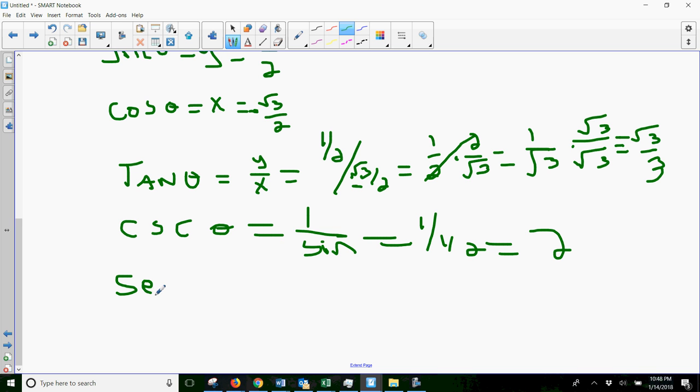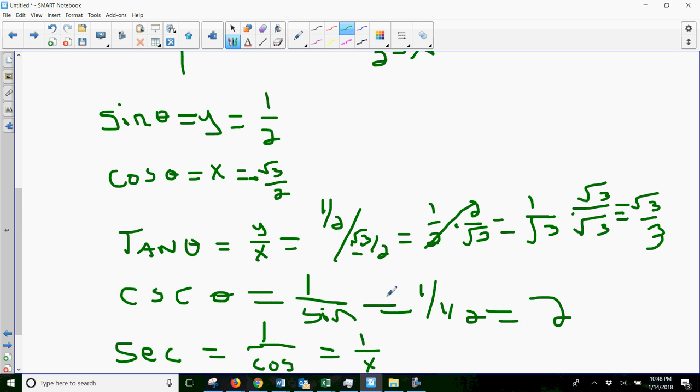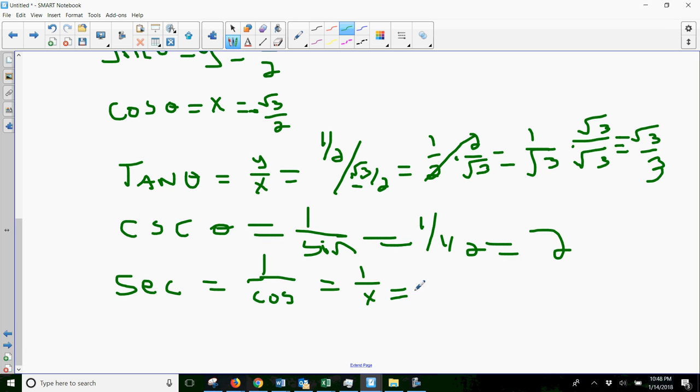Secant, which is going to be 1 over cosine. This is going to turn out to be 1 over x. But x here was negative √3/2. So it's going to become -2 over √3. But again, you can't have √3 in the denominator, so you can multiply top and bottom by √3. Okay. So it's going to be -2√3. And on bottom, you're just going to get 3.